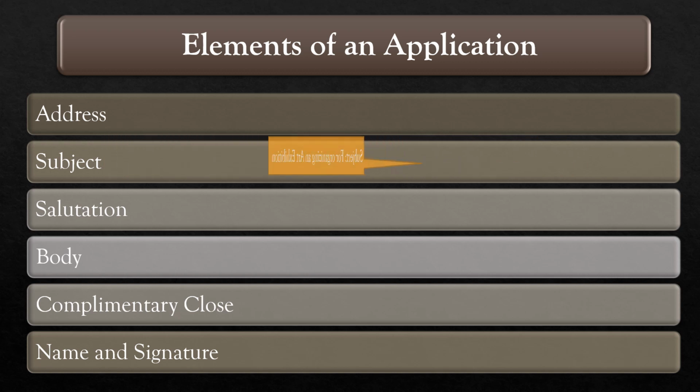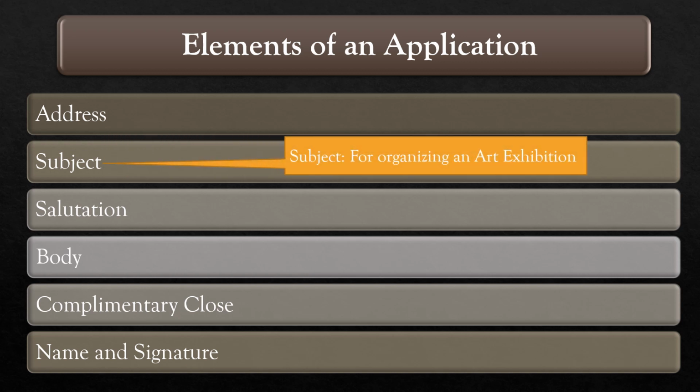Next is subject. Subject you have to write like this: for organizing an art exhibition. For example, in this video, we are going to write an application to the principal for organizing an art exhibition. So look at the subject. This is how we have to write. If you are writing an application for sick leave, you can write for sick leave. That will be the subject. If you are writing an application for an urgent piece of work, you can write for urgent piece of work as a subject.